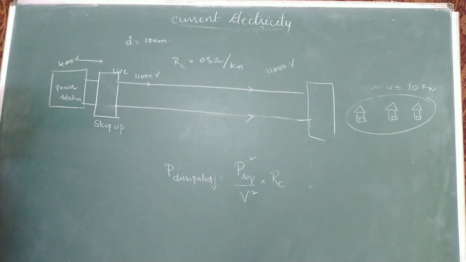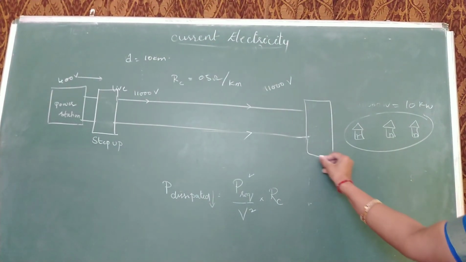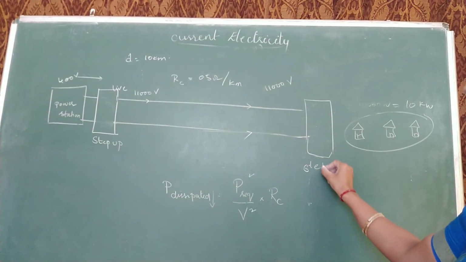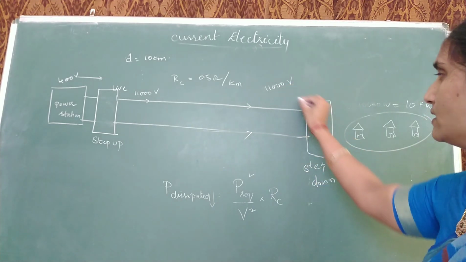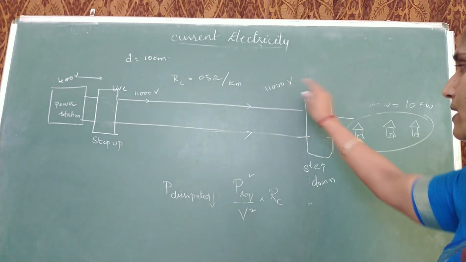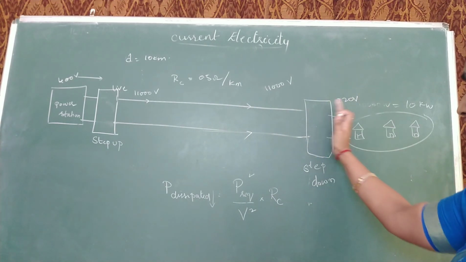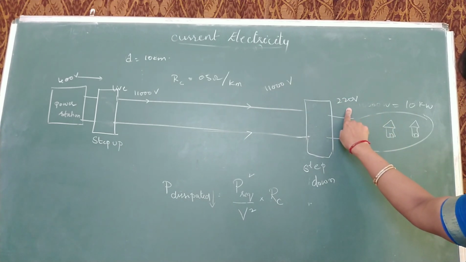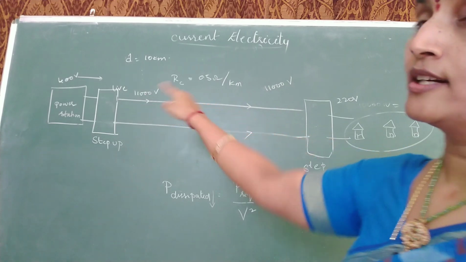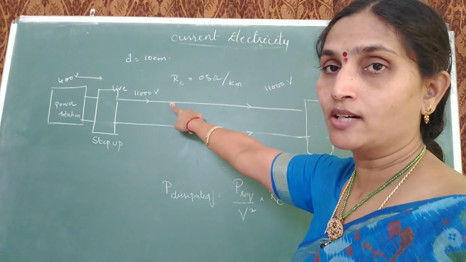Again, when it reaches your village, we don't give all this 11,000 volts to them. Again, we use a transformer, which is a step-down transformer. This will decrease the voltage from 11,000 to 220. So just before supplying it, we step it down from 11,000 to 220, and while sending it, we increase the voltage from 400 to 11,000.